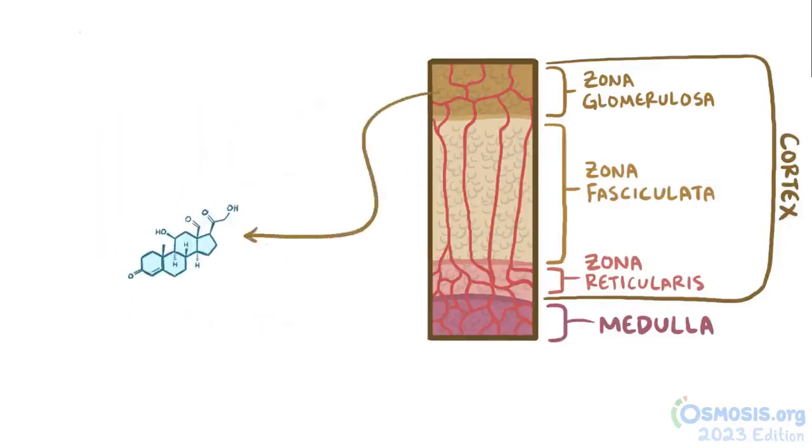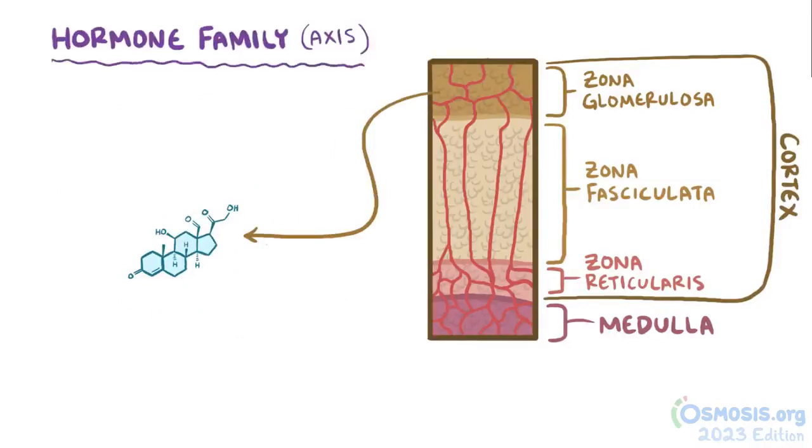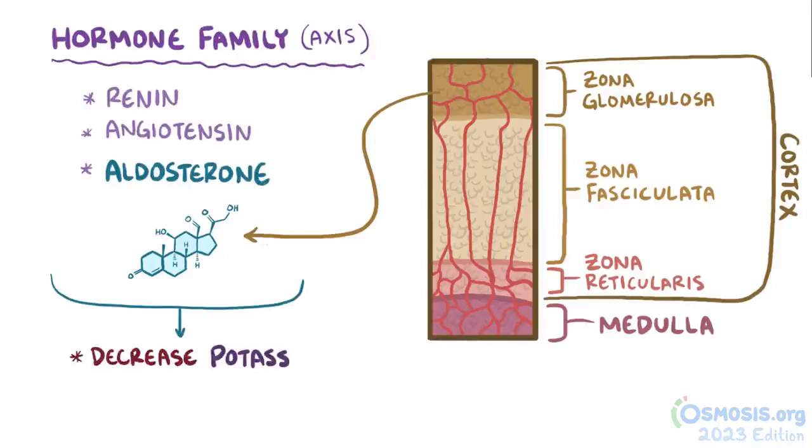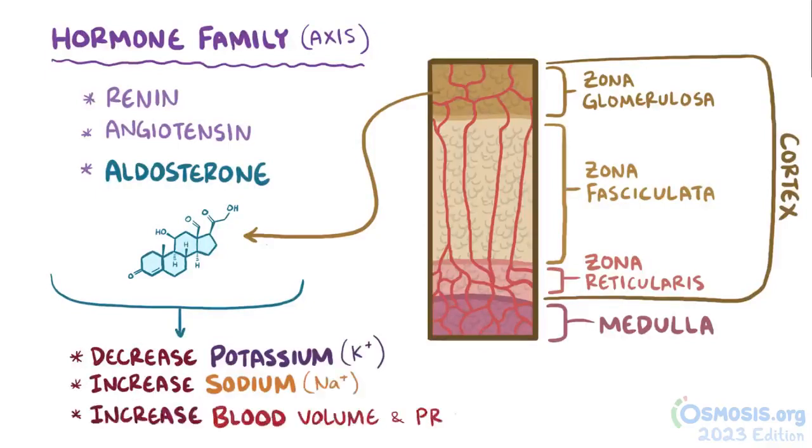The outermost layer is the zona glomerulosa, and it's full of cells that make the hormone aldosterone. Aldosterone is part of a hormone family, or axis, which work together and are called the renin-angiotensin-aldosterone system. Together, these hormones decrease potassium levels, increase sodium levels, and increase blood volume and blood pressure.